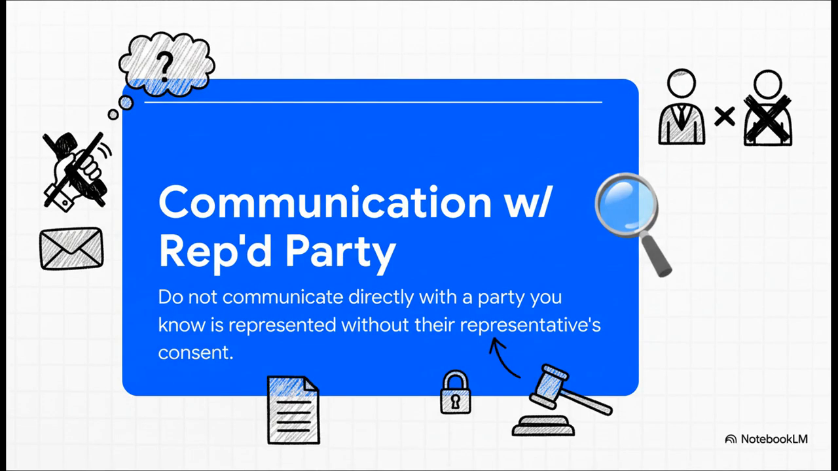Next up, a rule that causes a ton of real-world professional conduct complaints, which means, you guessed it, a ton of exam questions. You simply cannot call, email, or talk to the opposing party directly if you know they have a paralegal or a lawyer. The only way around this is to get the consent of their representative first. It's a black and white rule, so make sure it's burned into your brain.